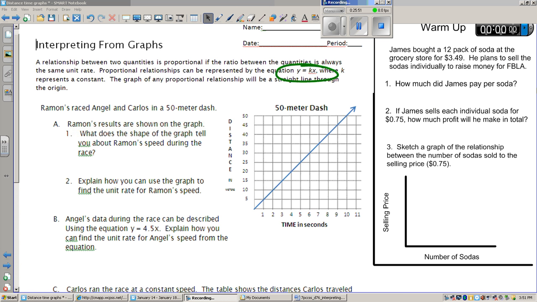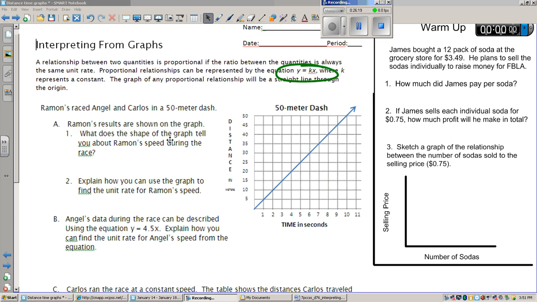Again, when we first started the unit, we did talk about what would make a graph proportional, represent a proportional relationship. We talked about it having to go through the origin, 0, 0, and that it's increasing by a constant, or it makes a straight line, or the slope is the same. All of those things would represent a proportional relationship.